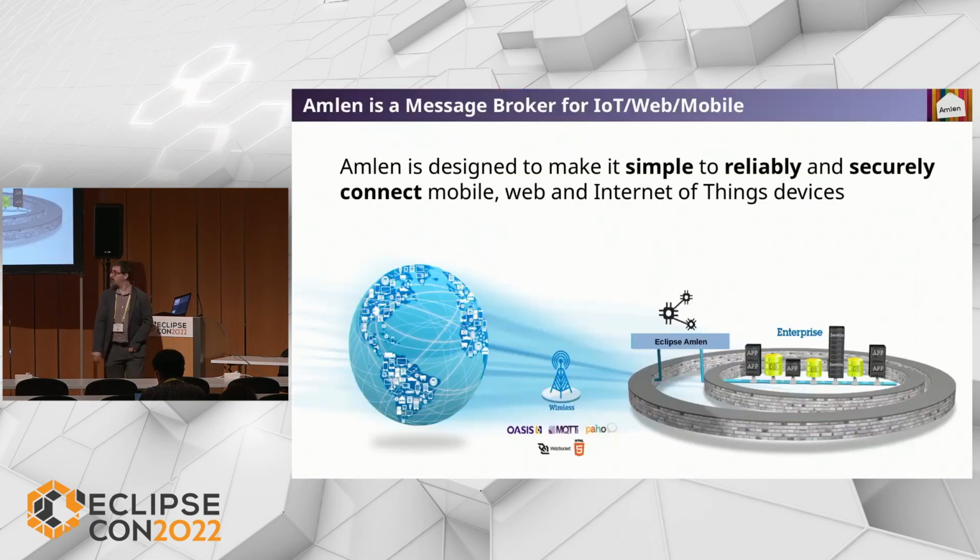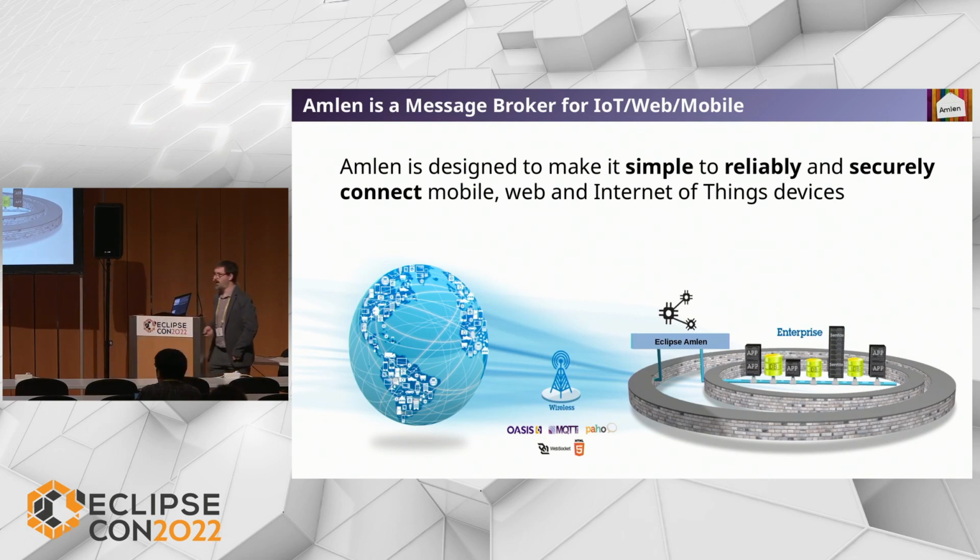So it's easy to describe what Amlen is. Amlen is a message broker. It is designed to sit between the big wide world out here, anything that's sitting outside your enterprise, and applications running in a cloud or in a data center, for bidirectional communication. I sometimes refer to it as an MQTT broker.